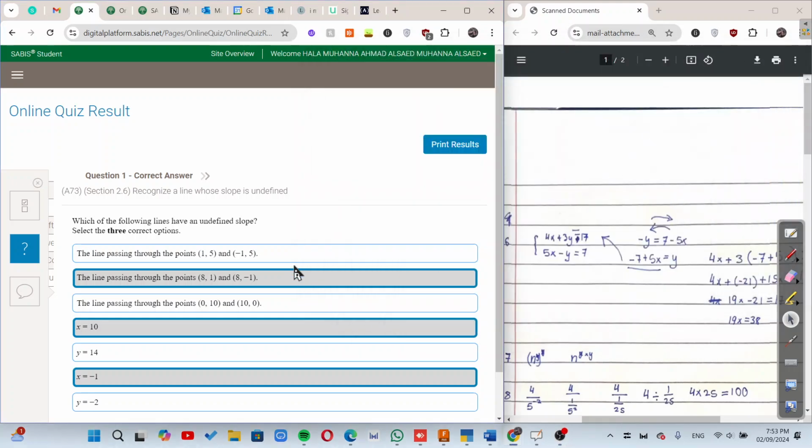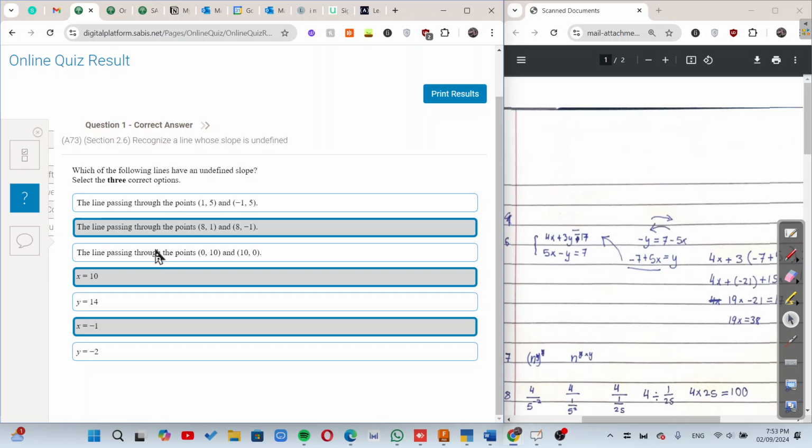Hi everyone, so today we're going to be solving the week 2 periodic math quiz. I think this is the MK one. So here we have the first question. It says which of the following have an undefined slope?